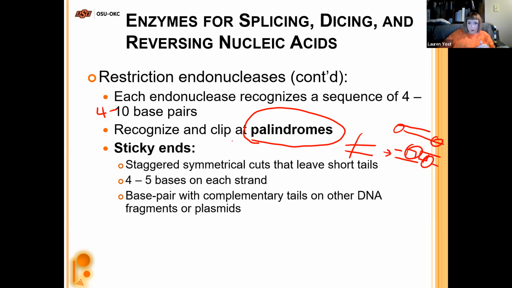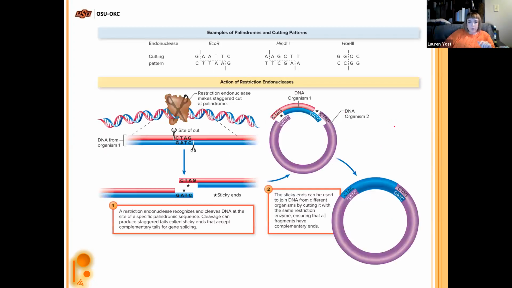It's not like it cuts the double-stranded DNA into perfect little parts with blunt cuts at the end. There are some that do that, but I'm not worried about you guys knowing that. I want you to be aware of the sticky ends because that's the useful part for understanding how the recombinant DNA is going to be prepared. All right, so here are some pictures about it.